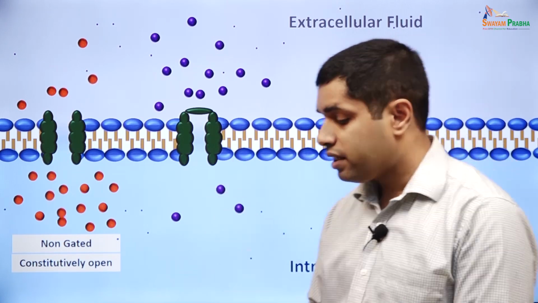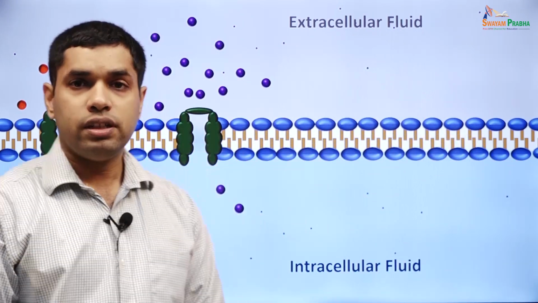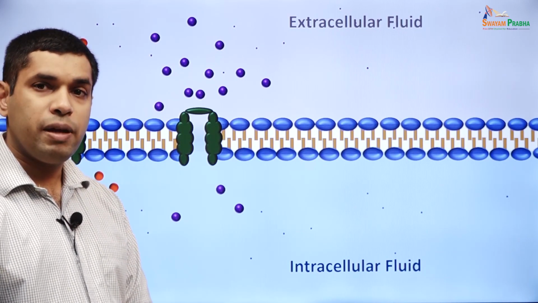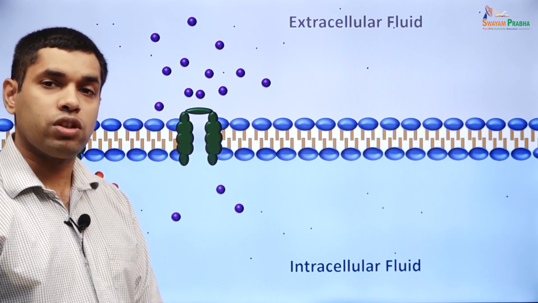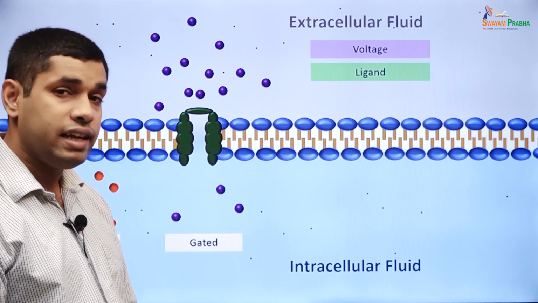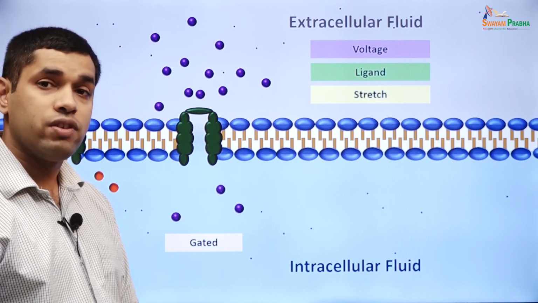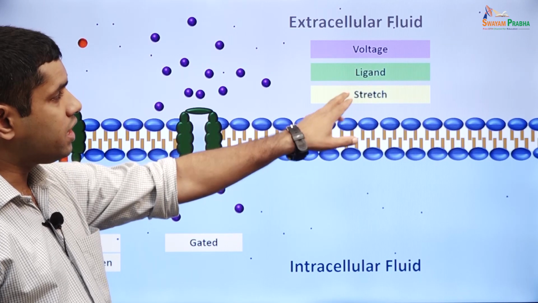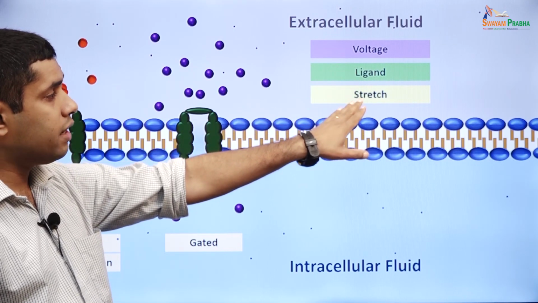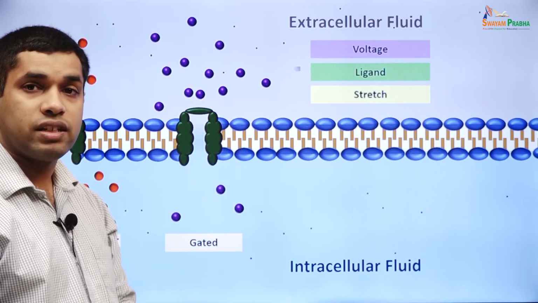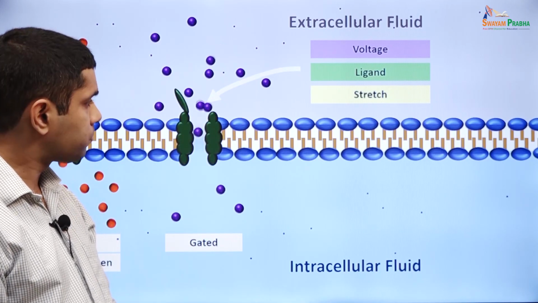On the other hand, gated channels have a gate that regulates ion flow through it. Depending on what opens or closes the gate or what affects the gate, we could have voltage gated channels, we could have ligand gated channels, or we could have stretch activated channels. Now, in each of these cases, voltage or a ligand or stretch will cause opening or closing of the gate, thereby affecting ion movements through this channel.